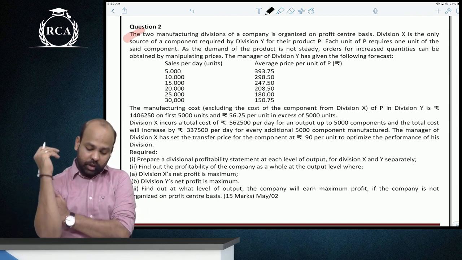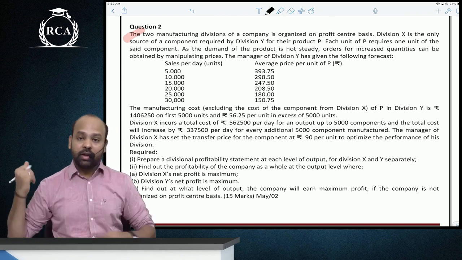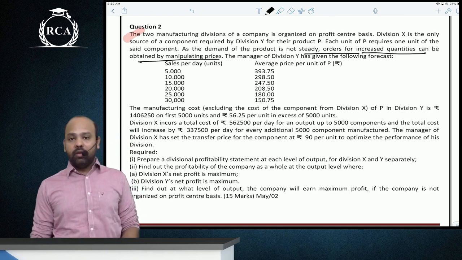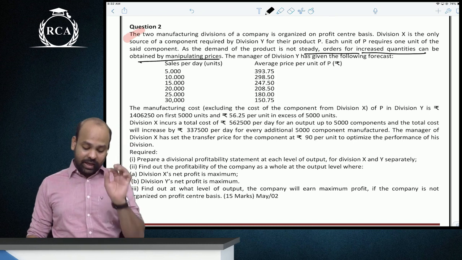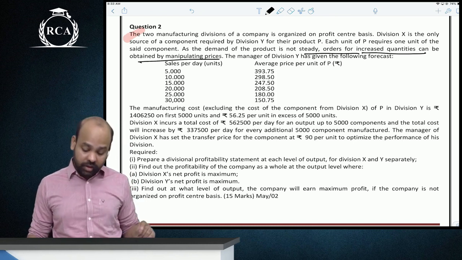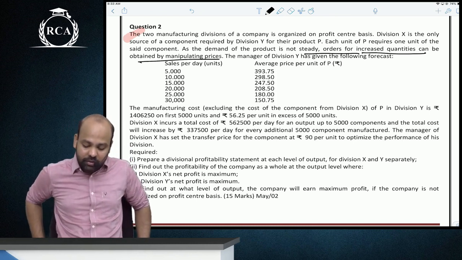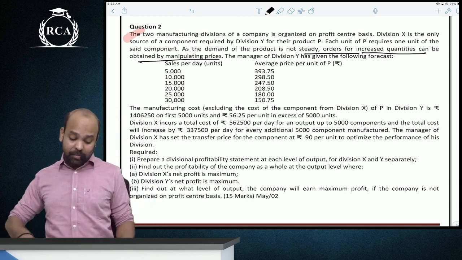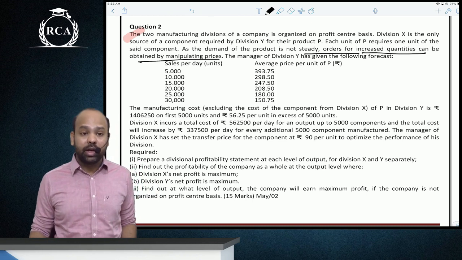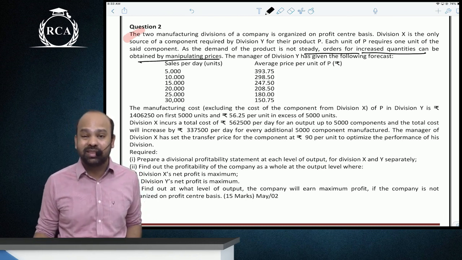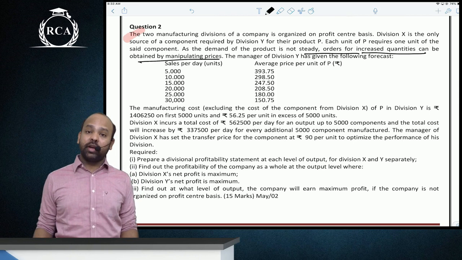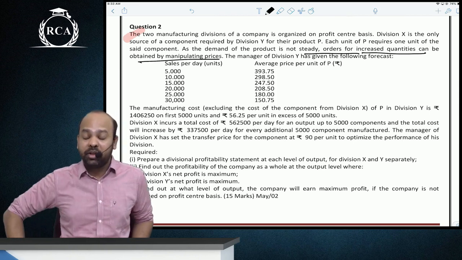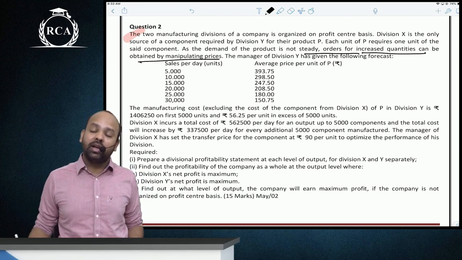As the demand of the product is not steady, orders for increased quantities can be obtained by manipulating prices. We did this under pricing decisions. Listen carefully to the third sentence again. Remember profit maximizing selling price. I told you there are two cases: what if the relationship between change in price and change in demand is linear, and what if it is non-linear?